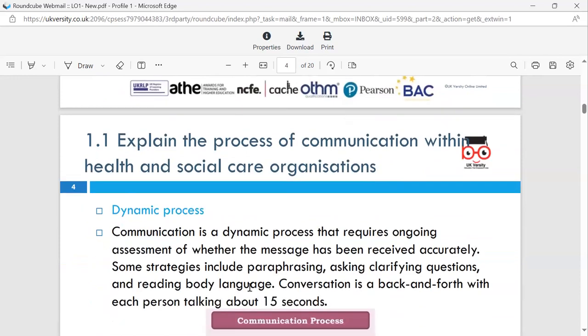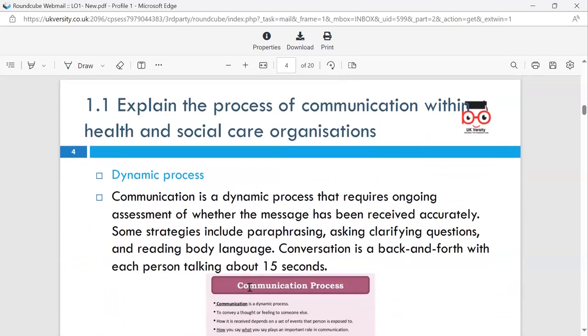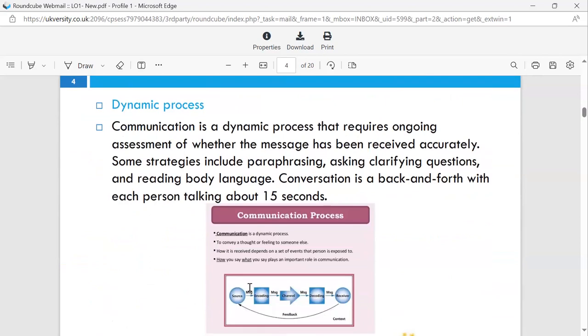So 1.1, explain the process of communication within health and social care organizations. The dynamic process. Communication is a dynamic process that requires ongoing assessment of whether the message has been received accurately. What do you think that means?